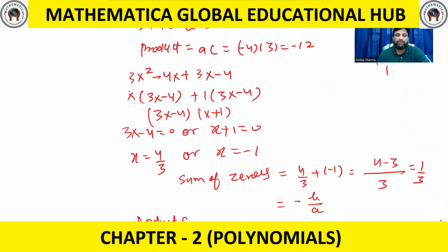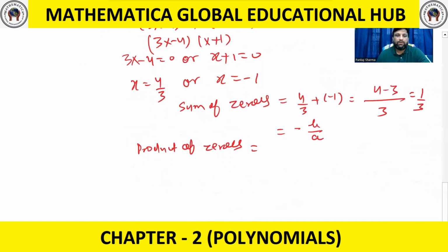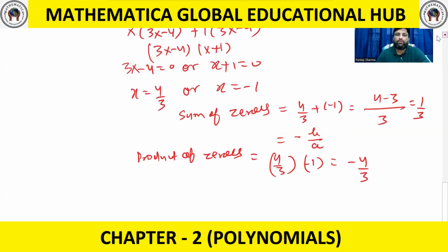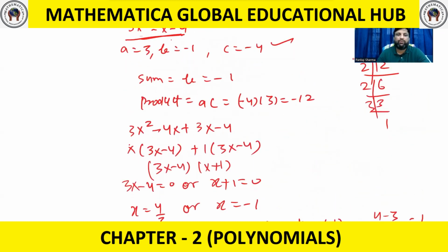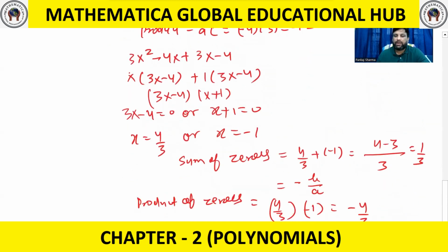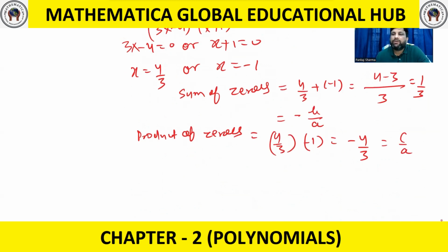The product of zeros we can see: 4 by 3 into minus 1, so that will be equal to minus 4 by 3. And here in this question, if you are observing, the value of c is minus 4 and a is 3. So in place of minus 4 we can write c, and in place of 3 we can write a. So in that way you can see we verified the relationship between the coefficients and zeros of the quadratic polynomial.